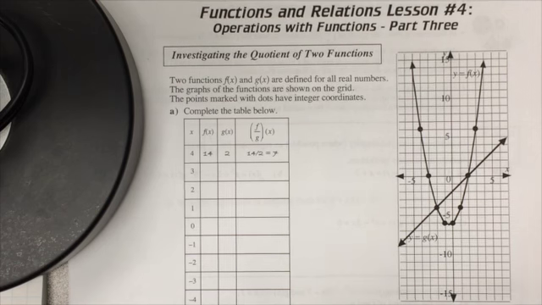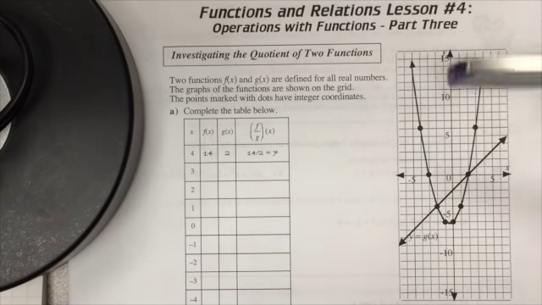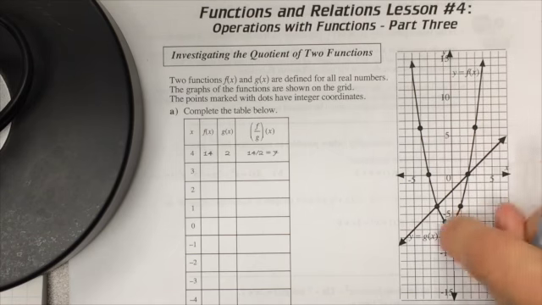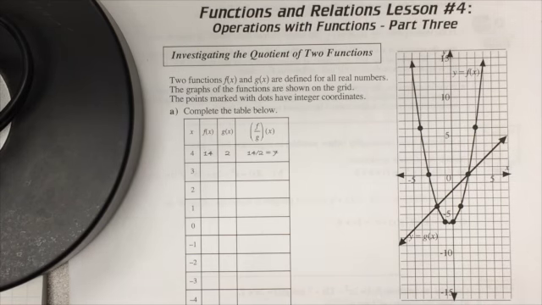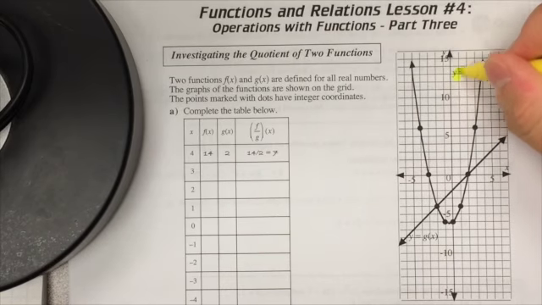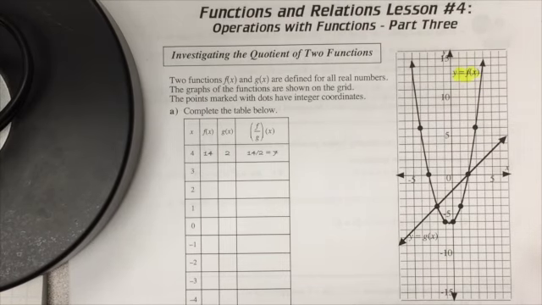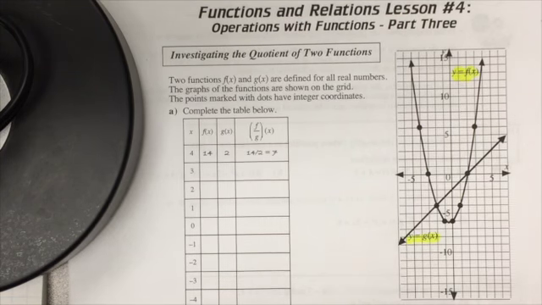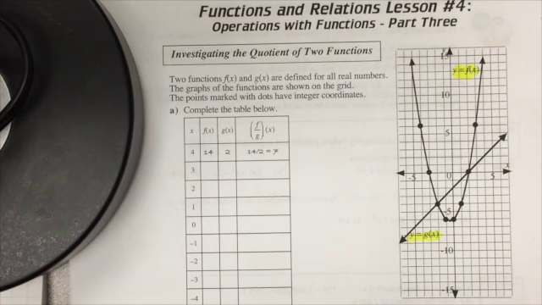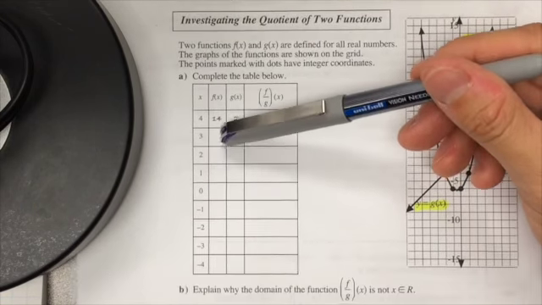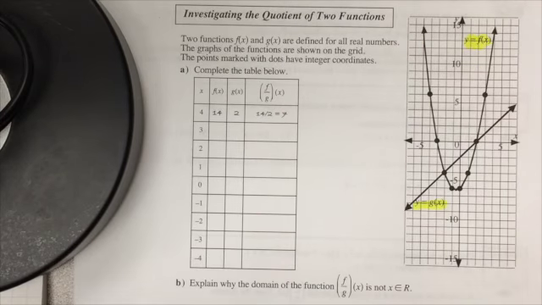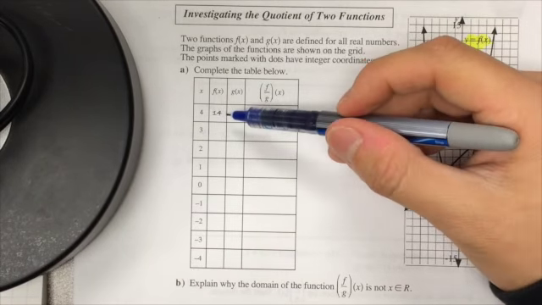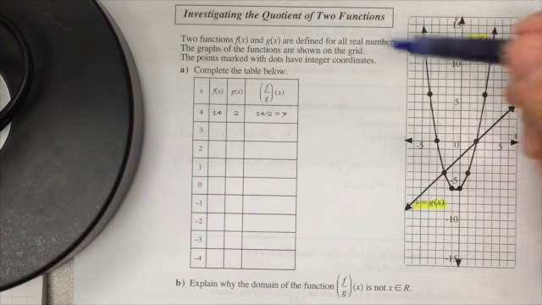In this following example I'm given two functions, f of x and g of x, and they are defined for all real numbers. I have both of my graphs on my grid here. My first one is a parabola, and that's y is equal to f of x. I'm also given a linear equation, and that is y is equal to g of x. The next thing I need to do is fill in my table of values below.